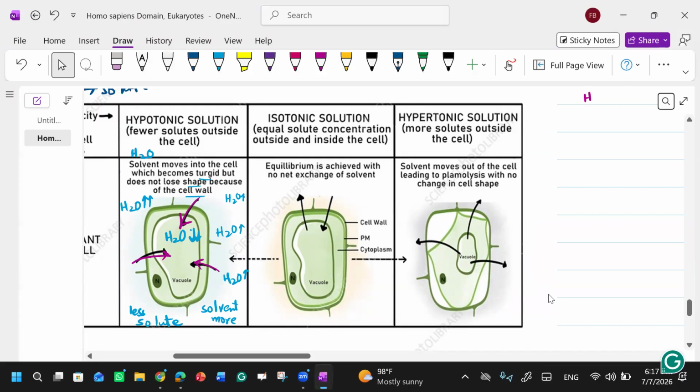Clear? And isotonic means same tonicity, that there is the same concentration of the solute outside and the same concentration of the solute inside. So it means solute and solvent are equal. Then no net exchange will occur. Clear? Although there is movement occurring, the particles are moving, but net equilibrium is achieved when no net exchange of solvent is occurring.